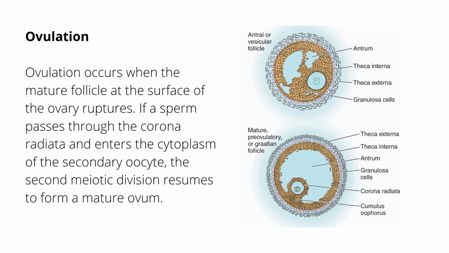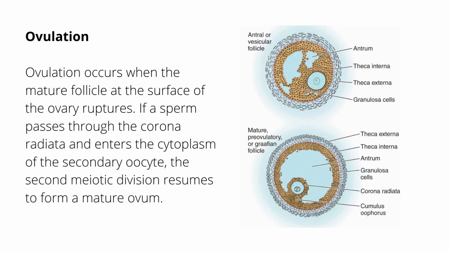Ovulation, prompted by luteinizing hormone from the anterior pituitary, occurs when the mature follicle at the surface of the ovary ruptures and releases the secondary oocyte into the peritoneal cavity. The ovulated secondary oocyte, ready for fertilization, is still surrounded by the zona pellucida and a few layers of cells called the corona radiata. If it is not fertilized, the secondary oocyte degenerates in a couple of days.